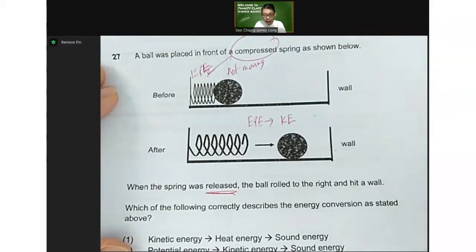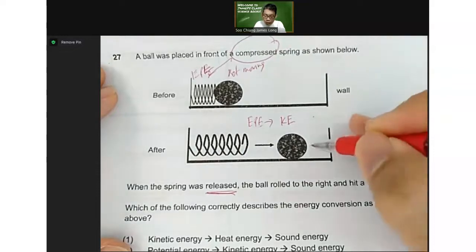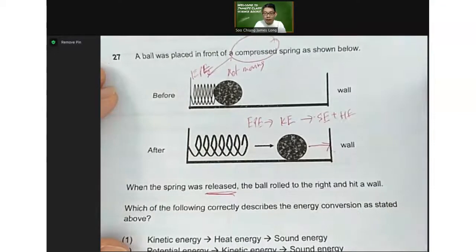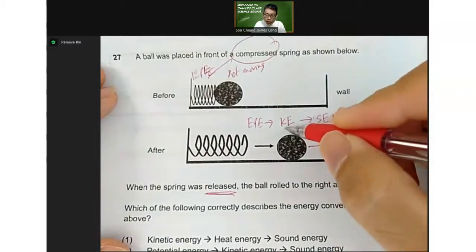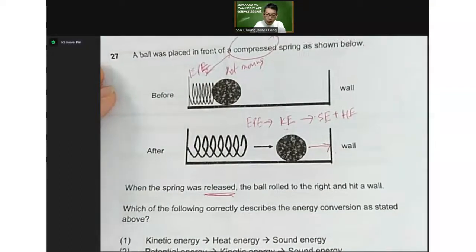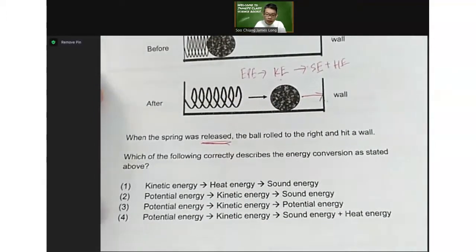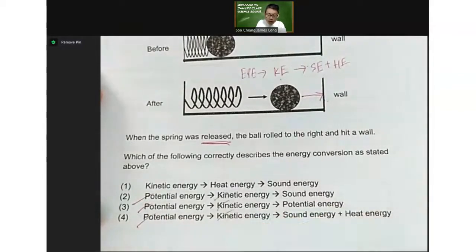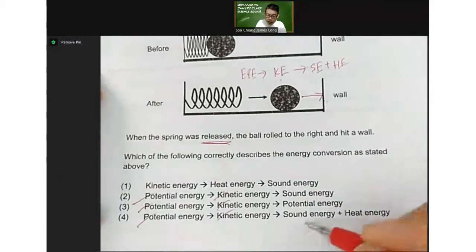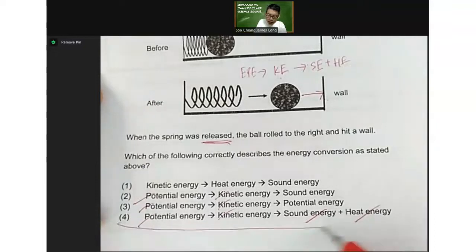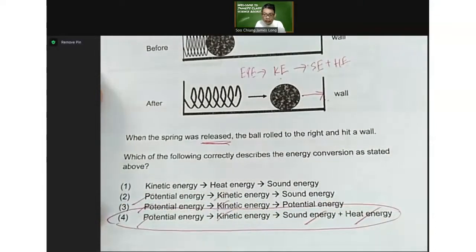Of course, plus other minor forms like sound and heat. When it hit the wall, definitely there will be sound energy, and there's contact, so there will be heat energy. Of course, you can also argue there should be heat energy and sound here, but if it's not given, it means that it's considered the minor one and it's just ignored in the options. So in this case, the potential energy is converted into kinetic energy, and then of course there will be sound and heat energy when it hits the wall. So this will be the best answer in this question.